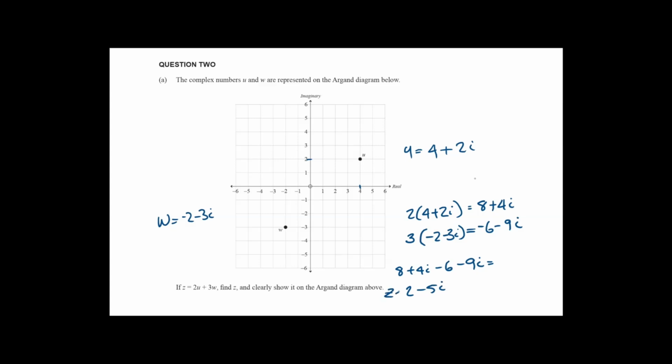So z is going to be 2 minus 5i. So 2 across and 5 down. So z is going to be here. I mean, you could draw the lines there, but if I've got the dots here, that's fine.